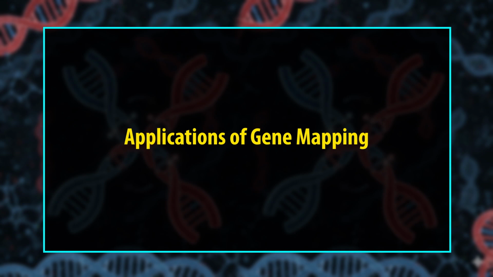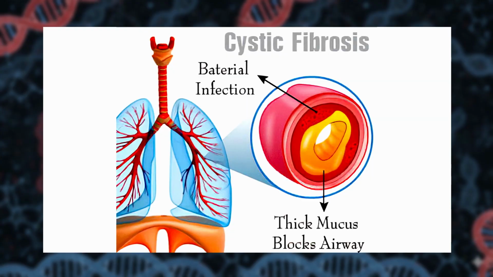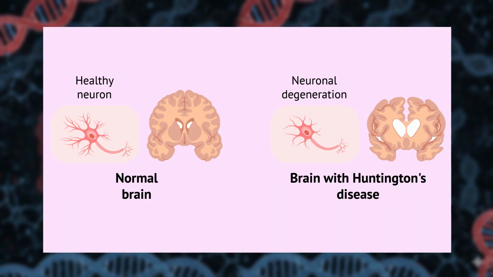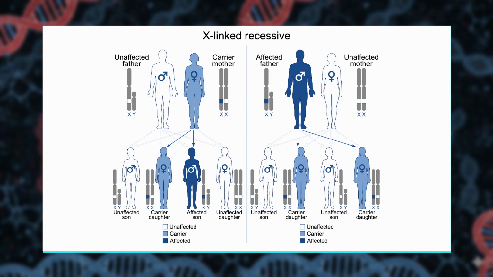Now, applications of gene mapping. Human genetics: locating disease genes, for example, cystic fibrosis and Huntington disease. Mapping of the cystic fibrosis gene on chromosome 7 used RFLP markers. Hemophilia patterns in royal families were explained through X-linked inheritance.